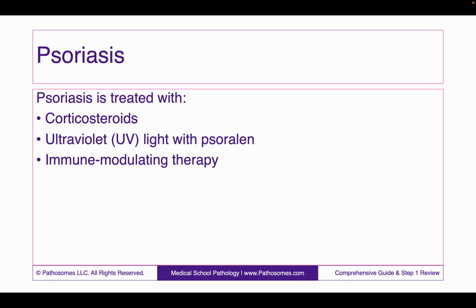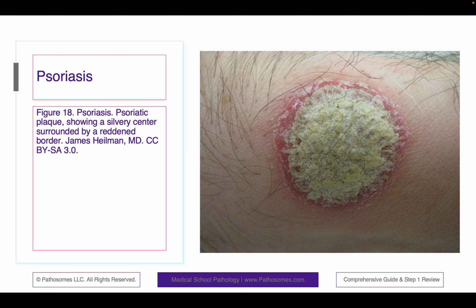Now, how do you treat psoriasis? Well, psoriasis is treated with corticosteroids, ultraviolet light with psoralen, and immune modulating therapy. Here we have a psoriatic plaque showing a silvery center surrounded by a reddened erythematous border.